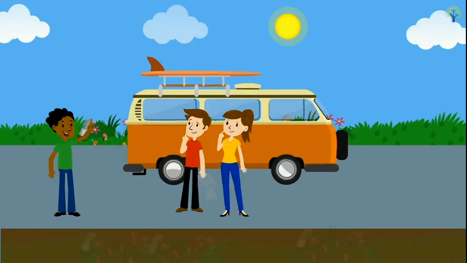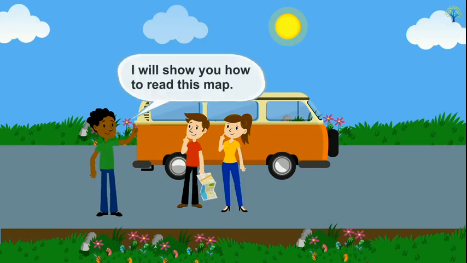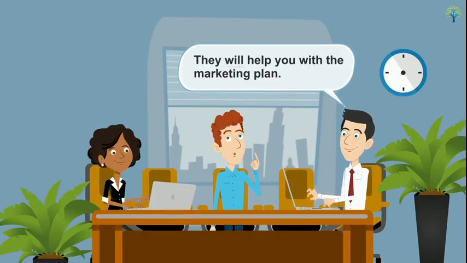Will is used to make an offer or to express someone's willingness to do something. For example, I will show you how to read this map. In this sentence, the speaker offers the person help to read a map. Or, they will help you with the marketing plan.